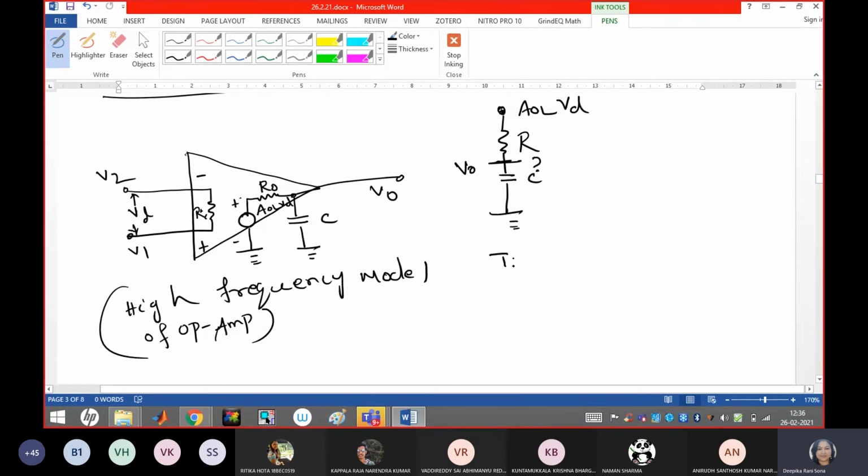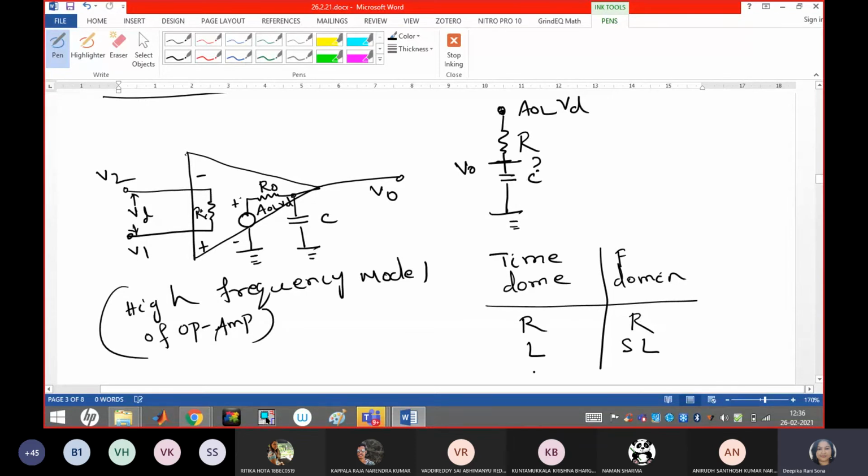Time domain and frequency domain representation of RLC components. So how are we representing them? R may be R in time and frequency both, but L may be SL, and C may be 1 by SC. What is S? S stands for J omega, right? So we need this C part, not the SL or the R part. R is R only. We do not require it now.